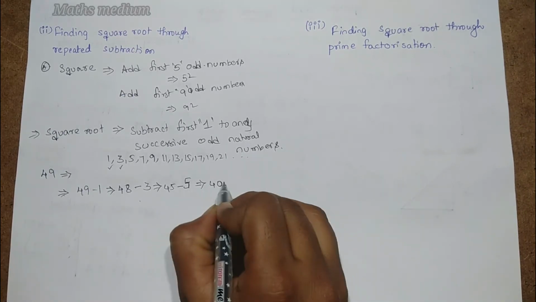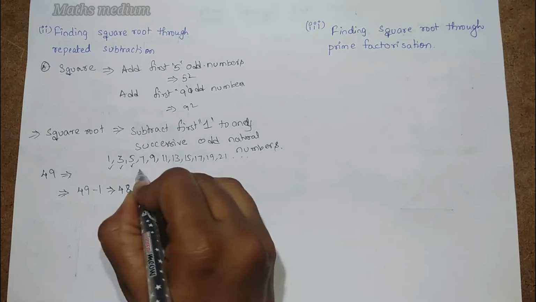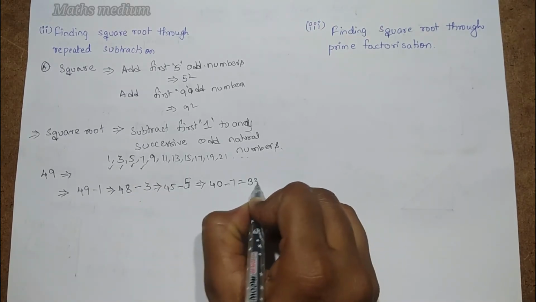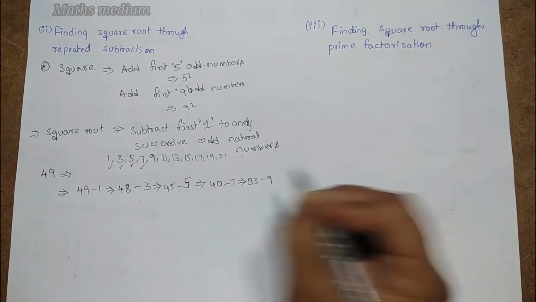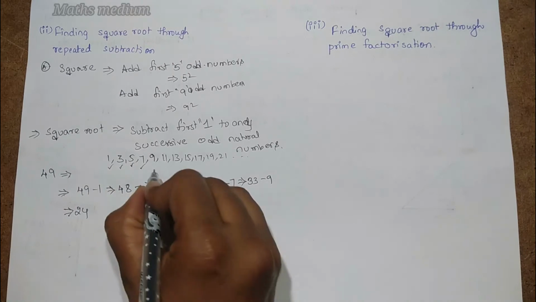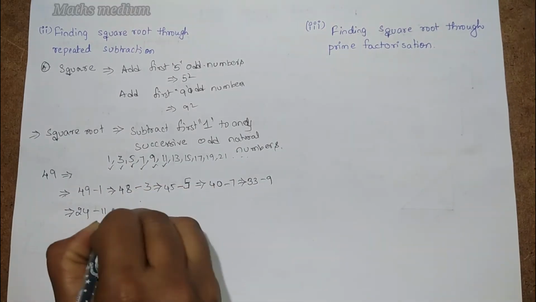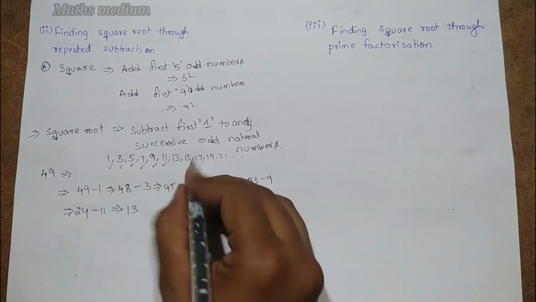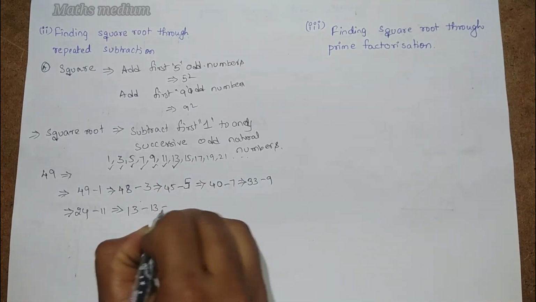Similarly, now 40 minus 7 is equal to 33. 33 minus 9, we get 24. 24 minus 11, we get 13. Here, 13 minus 13, we get 0.